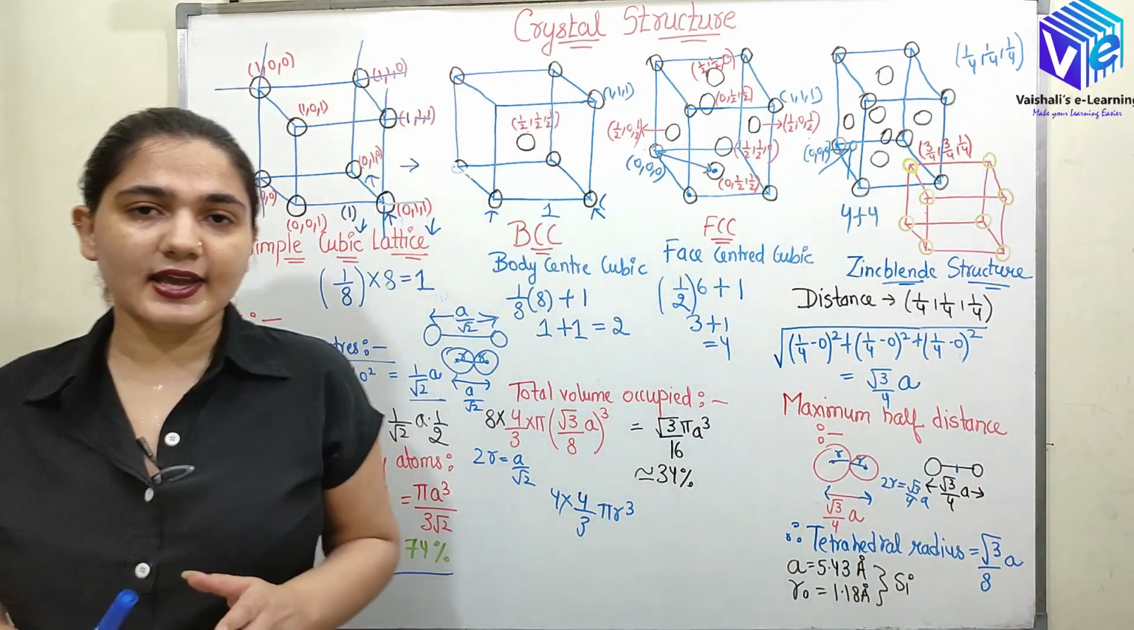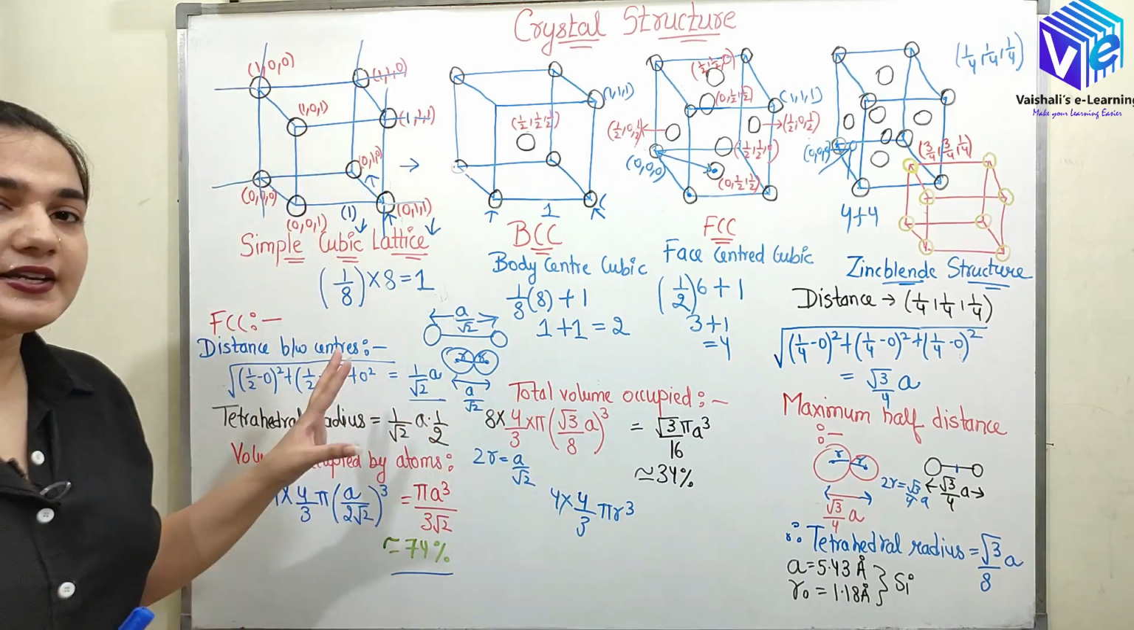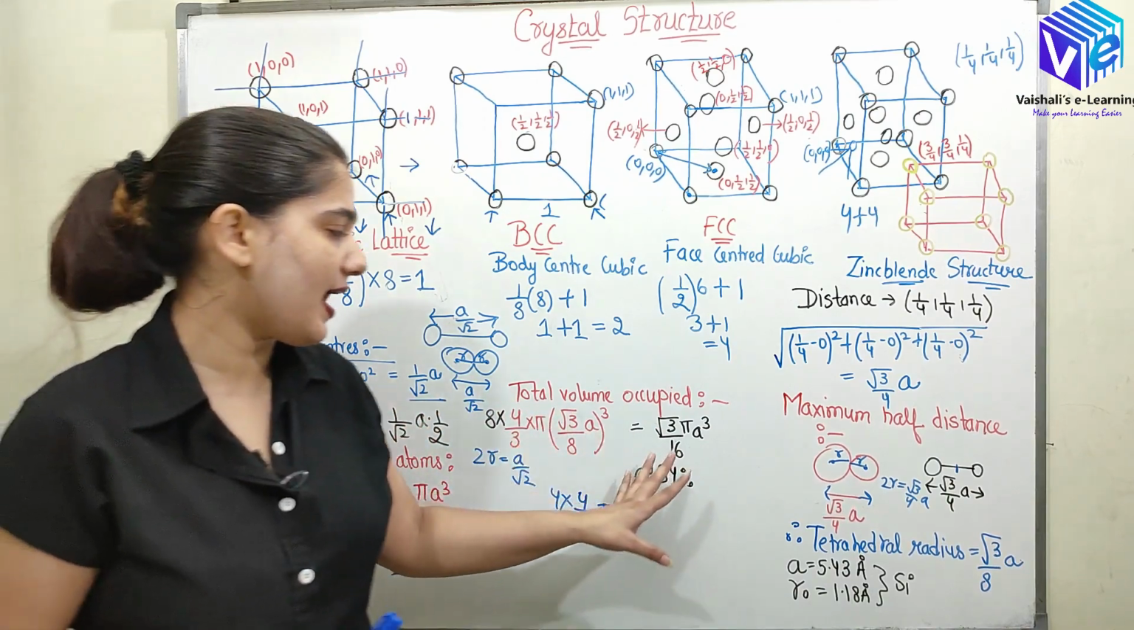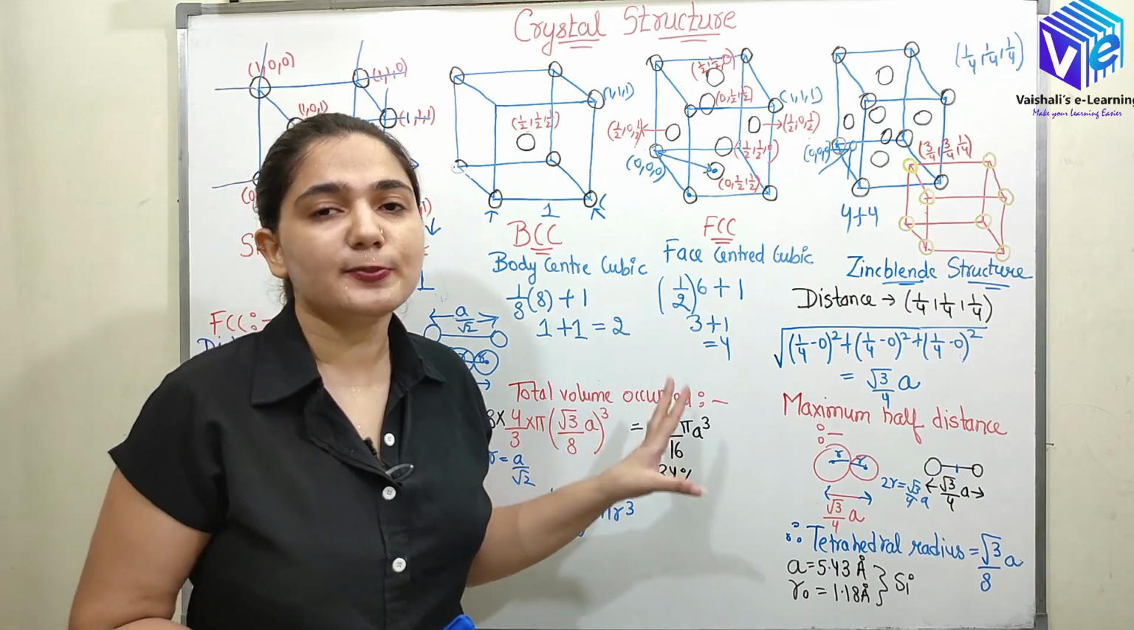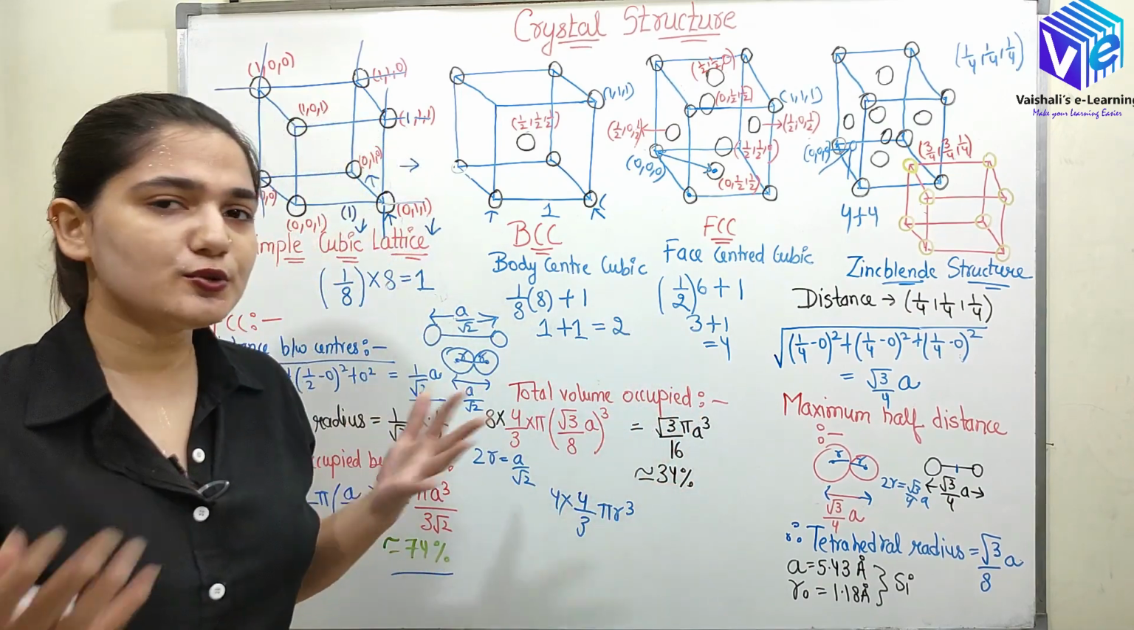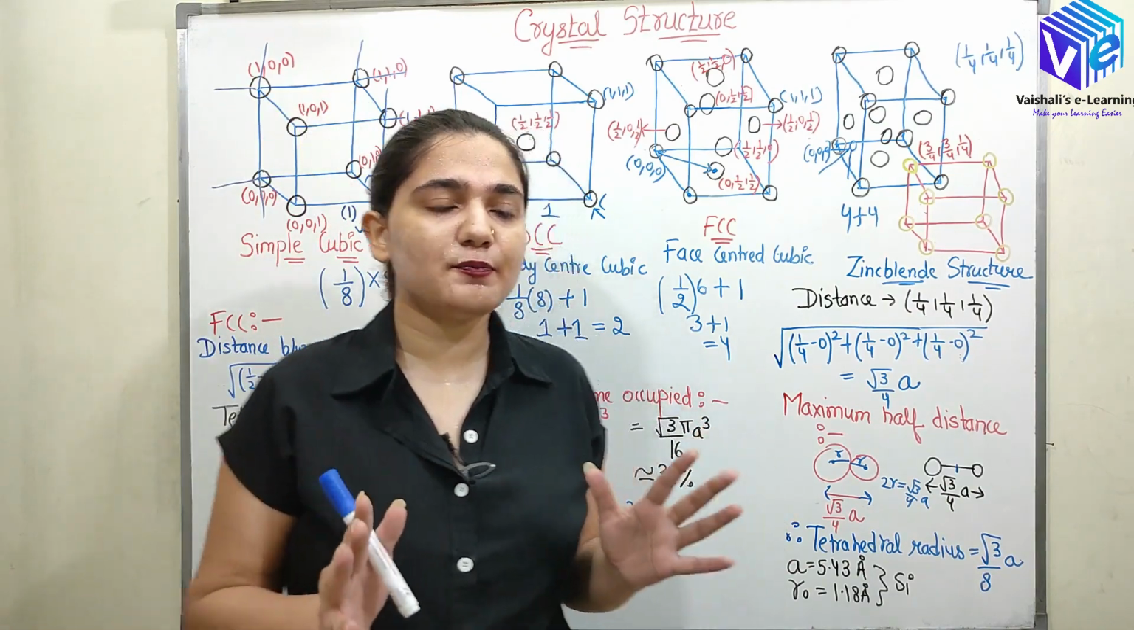So you can see that in the case of FCC, it is more densely packed. Here I have a lot of empty spaces. So this will be changing the electronic properties.